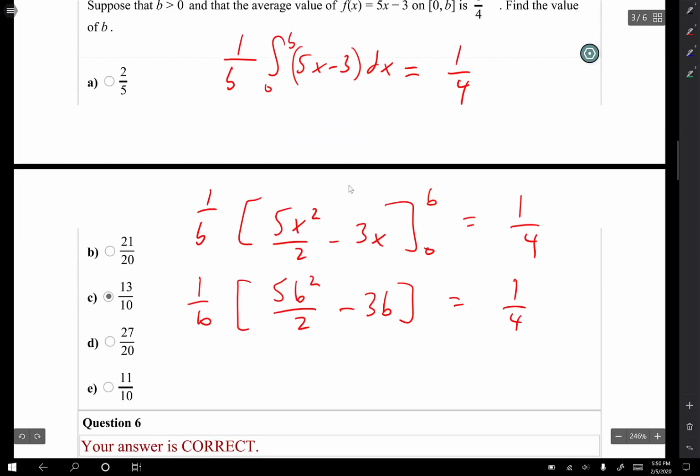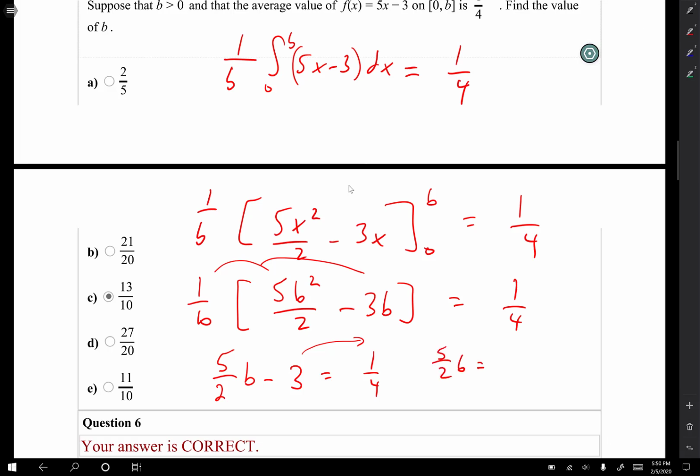I'm going to distribute the 1 over b to both terms. So when I do that, I have 5 over 2 b minus 3 equals 1/4. I'm going to move that 3 to the other side. So now I have 5 over 2 b equals 3 and 1/4, let's see what that is. 3 times 4 is 12, plus 1 is 13, so 13 over 4. I'm going to multiply by the reciprocal of 5/2 to get b by itself. So b equals 13 over 4 times 2 over 5. So 2 goes into 4 twice, and you get 13 over 10. And there it is.